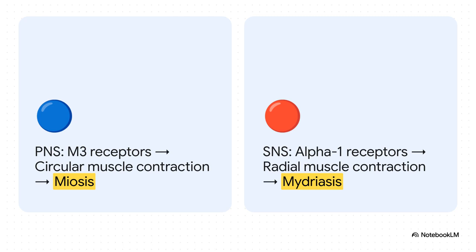The parasympathetic nervous system, the PNS, uses M3 receptors to contract the circular sphincter muscle of the iris. That causes miosis, or constriction. It pulls the pupil shut. But on the flip side, we have the sympathetic nervous system, the SNS. It uses alpha-1 receptors to contract the radial muscles. And when those radial muscles flex, they physically pull the pupil wide open. We call that active mydriasis.